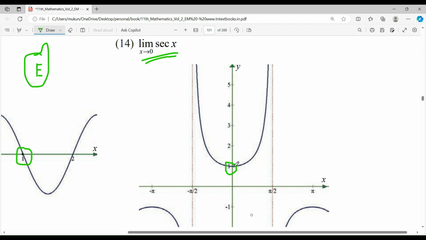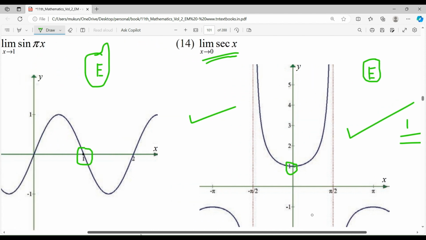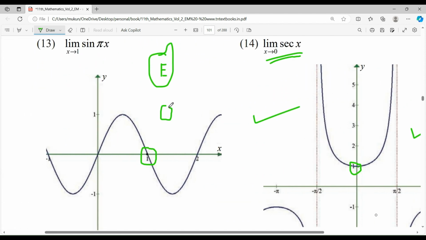And for values very close to 0 on the right hand side, this graph still takes the value 1. And for values very close to 0 but approaching 0 from the left hand side, this function still takes the value 1. So the limit exists for this particular function as well. And what is the limit? The limit is 1. And in this question, the limit is 0, right? Because sine of 180 is 0.